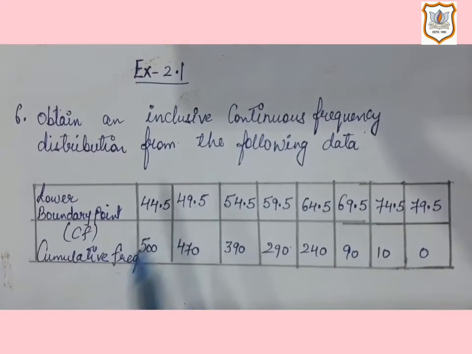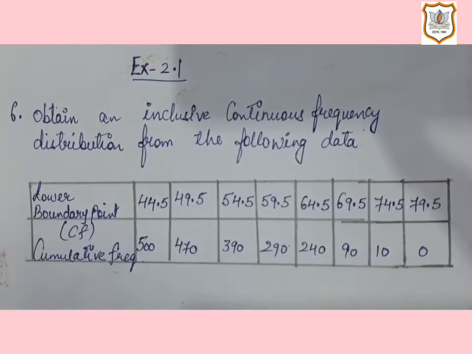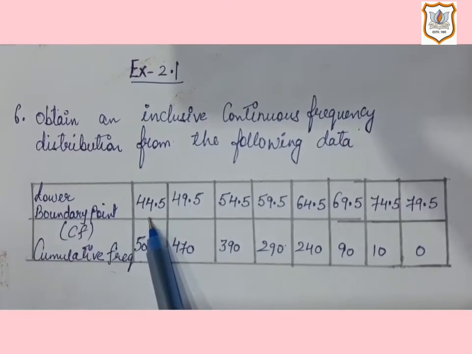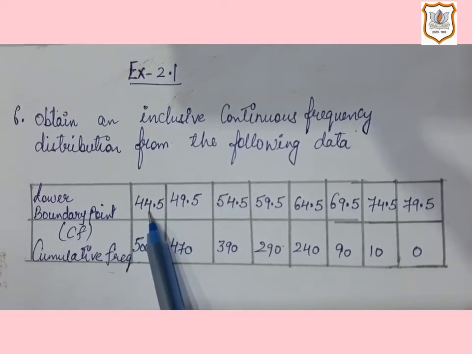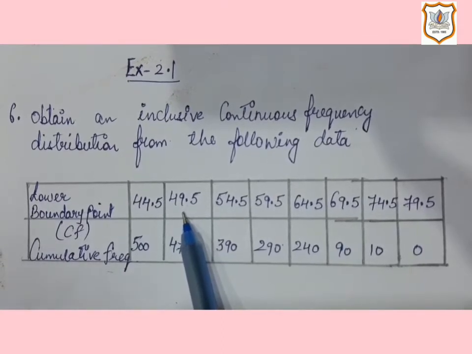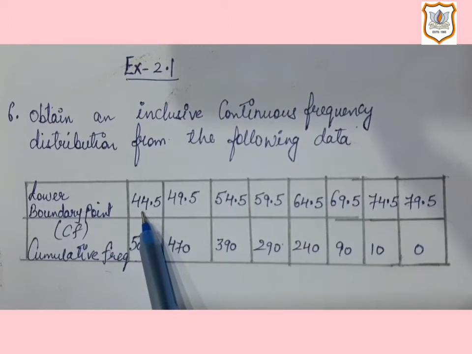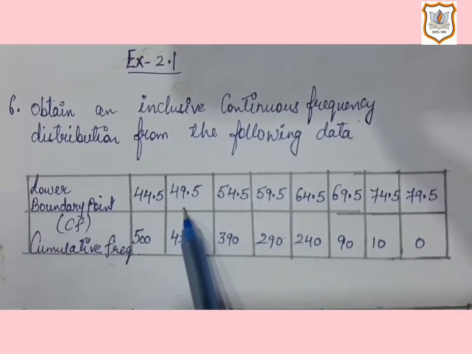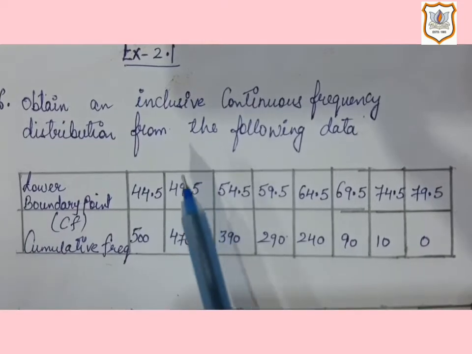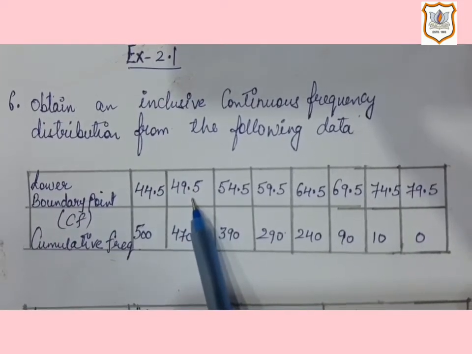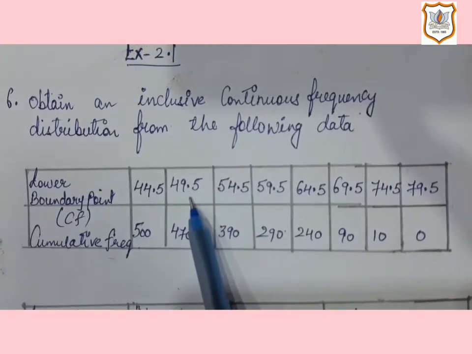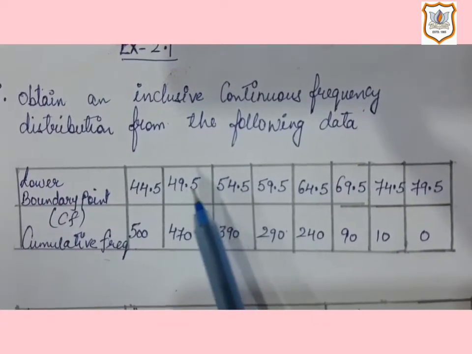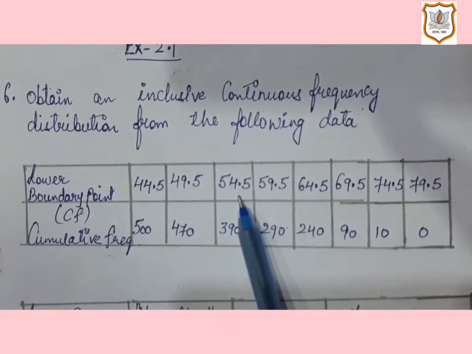And for finding inclusive frequency distribution, the lower limit of initial class is 44.5. So whenever you have to find the inclusive continuous frequency distribution, you have to add 0.5 to the lower limit and you have to subtract 0.5 from the upper limit. That means 44.5 plus 0.5 will give you 45, and 49.5 minus 0.5 will give you 49. So the initial class will be 45 to 49. Then again, add 0.5 to the lower limit, this will give you 50, and from 54.5 subtract 0.5, this will give you 54. So the next class will be 50 to 54. This way we are going to find out the inclusive class.